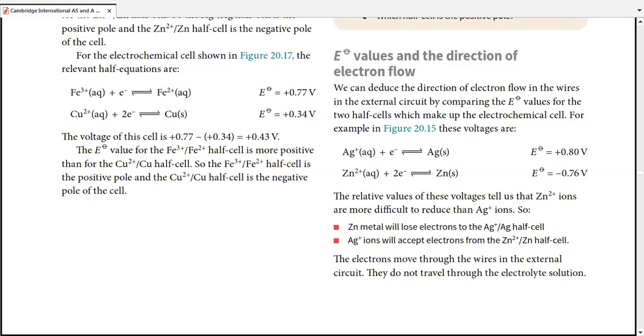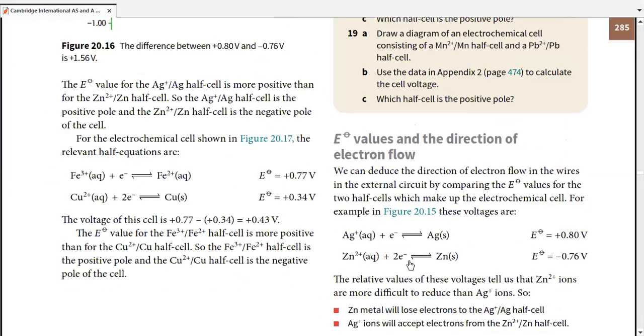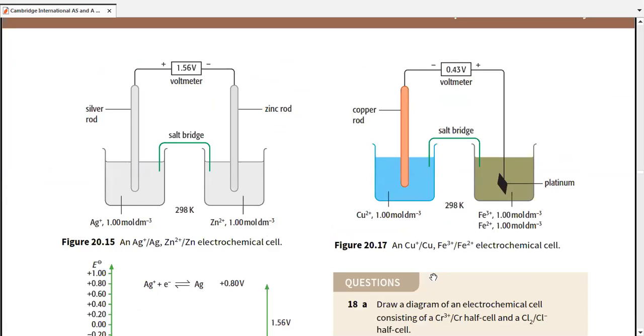The electrons move through the wires in the external circuit. They do not travel through the electrolyte solution. We already know that this entire structure consists of two parts for movement of charged particles. Let me come to a diagram. Although this is not a related diagram, it gives you an idea how the charged particles move. The electrons are the charged particles that move through the outer circuit, through the wiring.